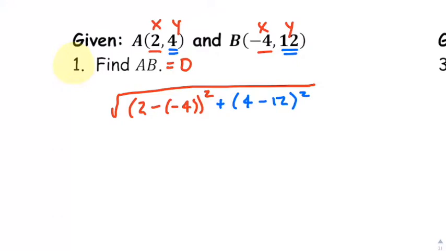Okay, and now 2 minus -4, minus a negative should change to a positive. So it's kind of like 2 plus 4. That should get us 6. And we're going to square that. Now over here, this little blue part right here, 4 minus 12 right there, that'll be -8.